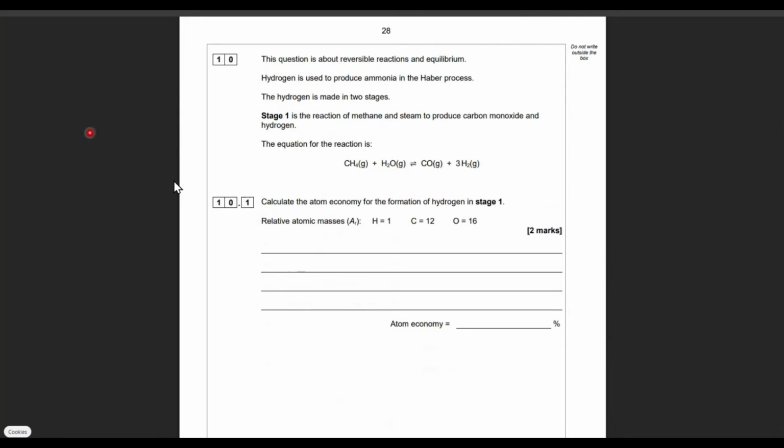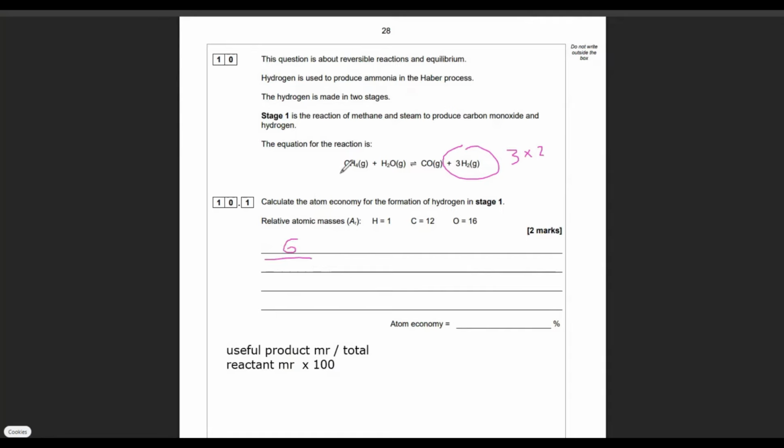Right, question 10 is about reversible reactions and equilibrium. Hydrogen is used to produce ammonia in the Haber process. Hydrogen is made in 2 stages. Stage 1 is the reaction of methane and steam to produce carbon monoxide and hydrogen. The equation for the reaction is CH4 plus H2O, reversible symbol, CO for carbon monoxide plus H2 for hydrogen, and we've got 3 lots of the H2. Calculate the atom economy for the formation of hydrogen in stage 1. Pause the video, have a go, folks.